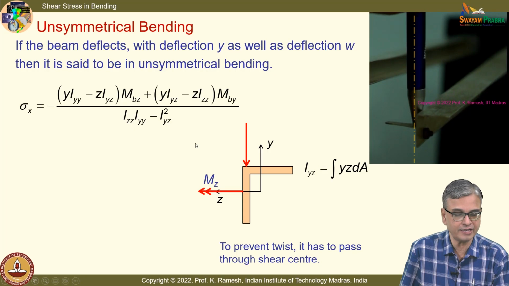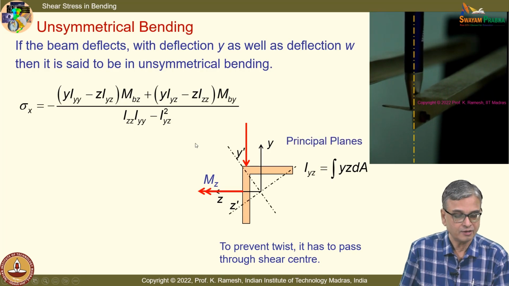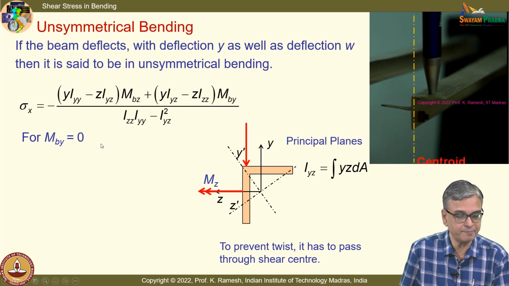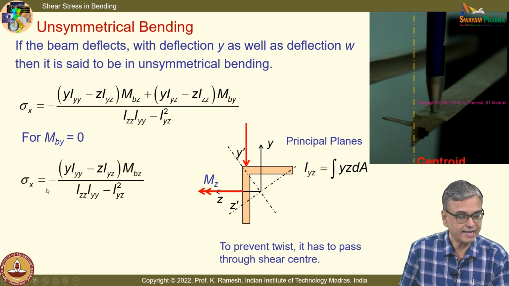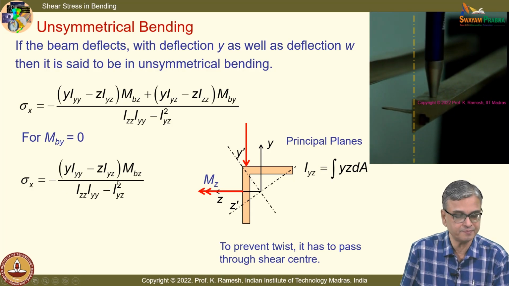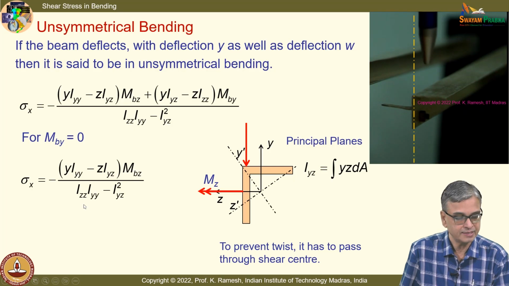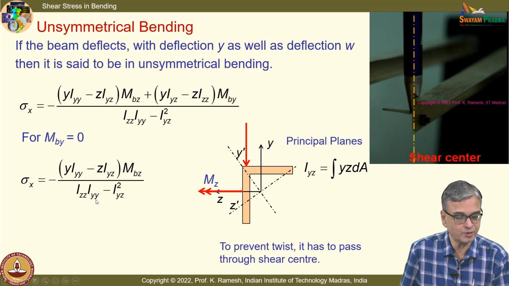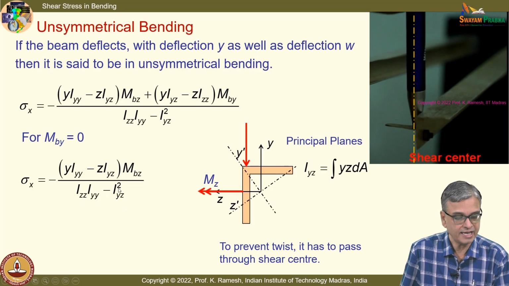Suppose I have only one bending moment like what I have shown here. For MBY equal to 0, I get sigma x equal to minus of (y Iyy minus z Iyz) multiplied by MBZ divided by (Izz Iyy minus Iyz squared).